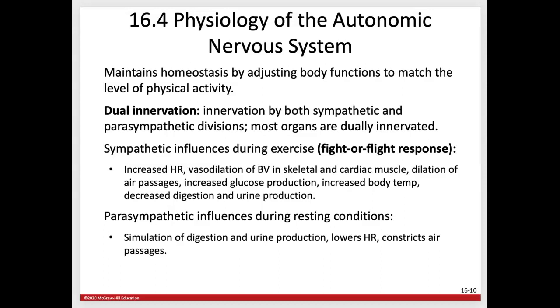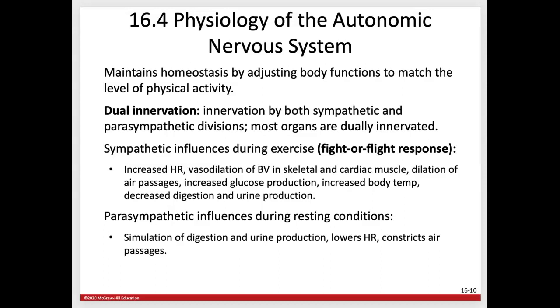But dual innervation means that there are some organs that are innervated or served by both the sympathetic system and the parasympathetic system, or divisions. Most organs are dually innervated, not all of them. But what that means is if the sympathetic response is raising your heart rate, then the parasympathetic will decrease your heart rate during a parasympathetic response.